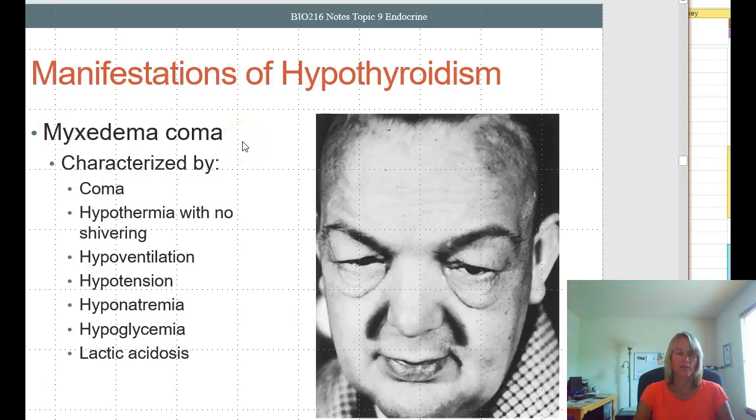Myxedema coma is a severe case of hypothyroidism, which can be characterized by coma, hypothermia without shivering, hypoventilation, hypotension, hyponatremia, hypoglycemia, and lactic acidosis due to not enough oxygen metabolism.